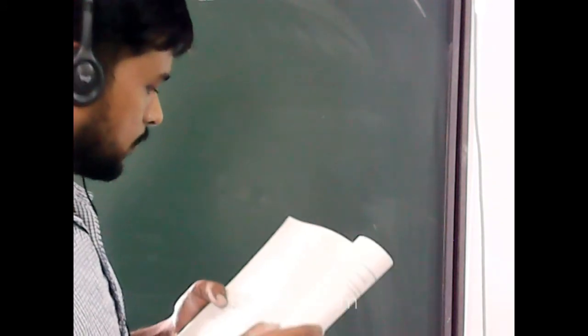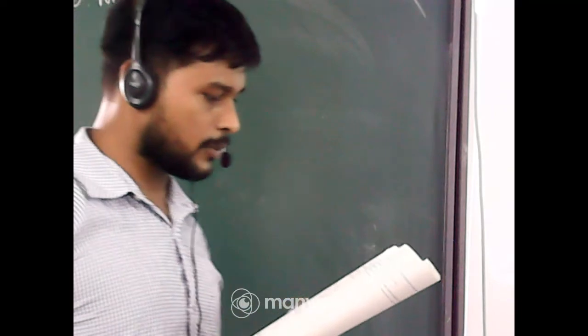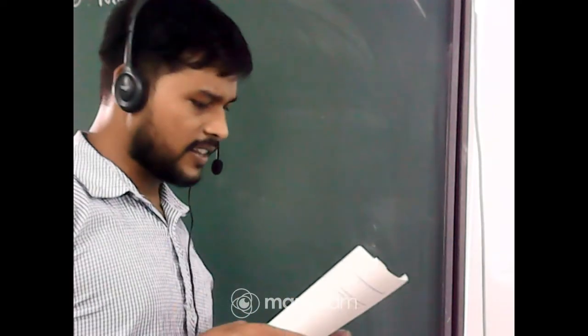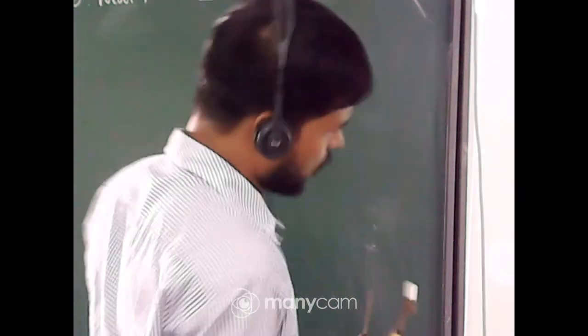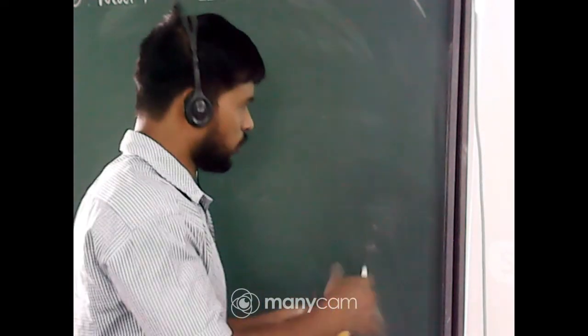Question number 7 is: two concentric circles of radius 5 centimeter and 3 centimeter. Find the length of the chord of the larger circle which touches the smaller circle. Yes, Rijan, I think you are correct. Yes, okay, no problem, but let's do it again.